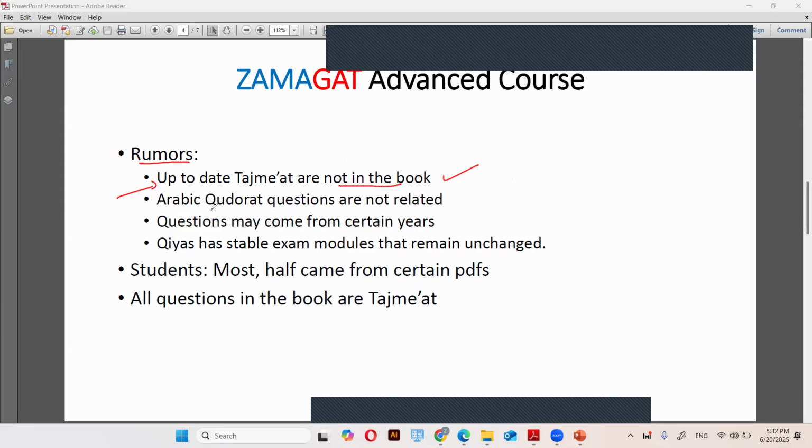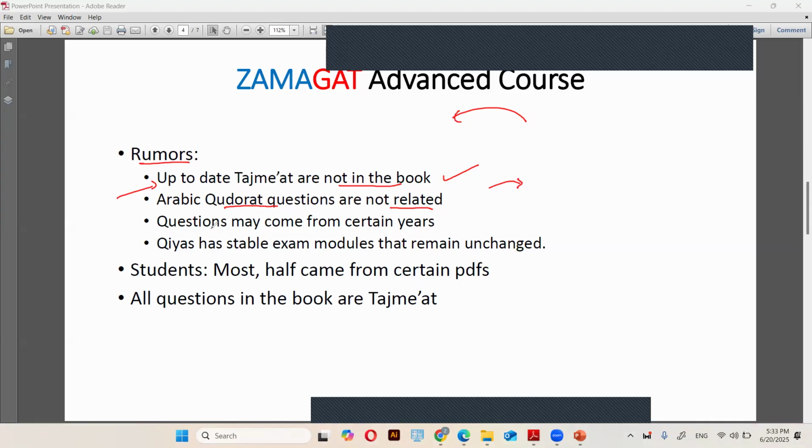Some teachers say don't study Arabic Qudurat, they are not related. And I can prove that every question in their PDFs has its own original question in the Arabic Qudurat. All what I did in my GAT, I just translated Arabic tajmi'at, and I noticed after translating them that they are also in English tajmi'at. So Qiyas is just simply translating from Arabic to English.